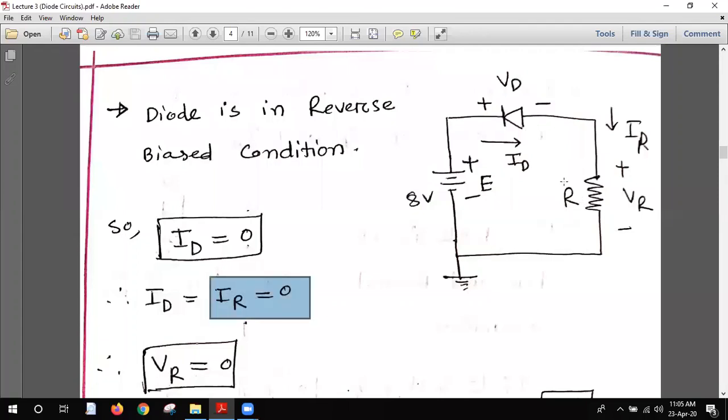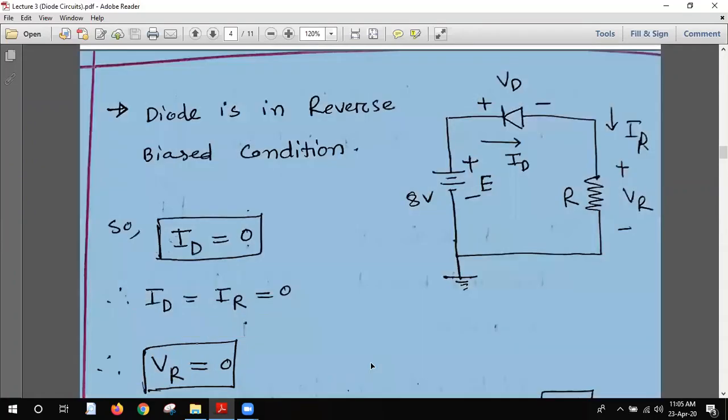The current across the resistance is also 0. When the current across the resistance is 0, there will be no voltage drop. So the VR is also 0. The voltage across the resistance is also 0. That is just for the reverse condition.